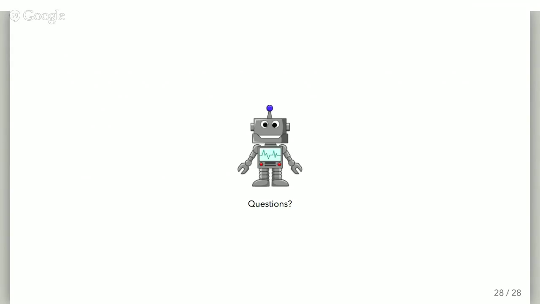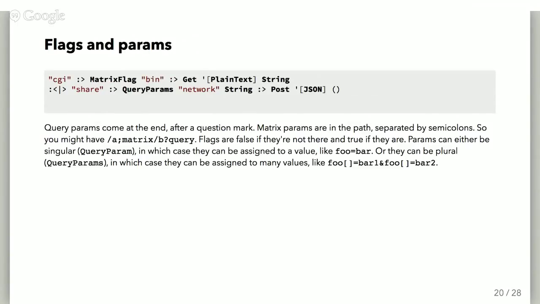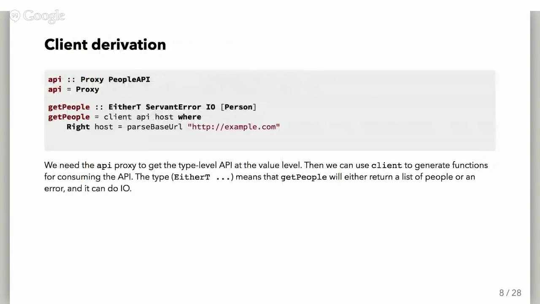Right. So the question is, can you customize the error messages? And honestly, I don't know. I know that you can customize, if we go all the way back to this thing where we have this either T servant error IO person, you can customize what the type of this thing will be. So you can say, oh, I'm going to return my own personal kind of error. But I don't know how to customize what errors happen over the course of default handling.